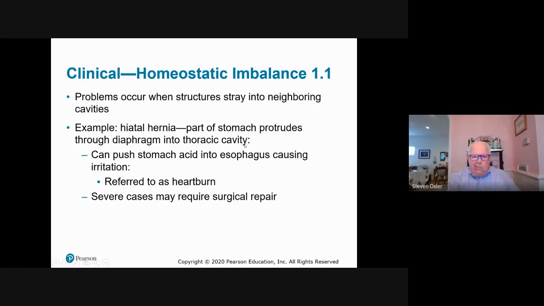And what's the problem? Well, the problem is that stomach acid now goes into your esophagus, causing heartburn, ulcers, and in severe cases, we need to take that hernia and pull it back into your abdominal cavity and close the hole in your diaphragm.